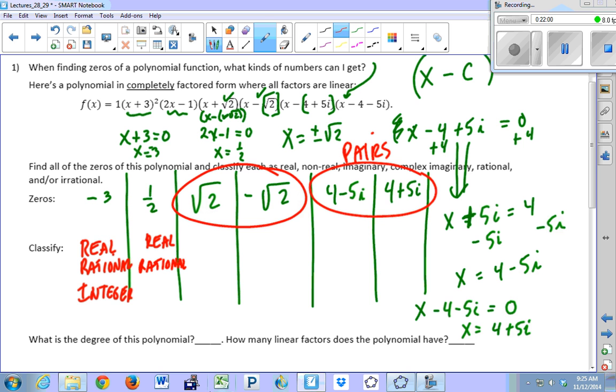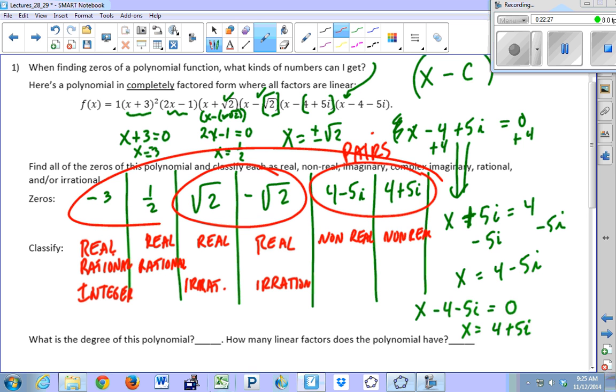Okay. Square root of 2 is real. What kind of number is that? Irrational. Negative square root of 2 is real. It's also irrational. 4 minus 5i, non-real. Non-real. And all of these numbers, all of these zeros are considered complex.